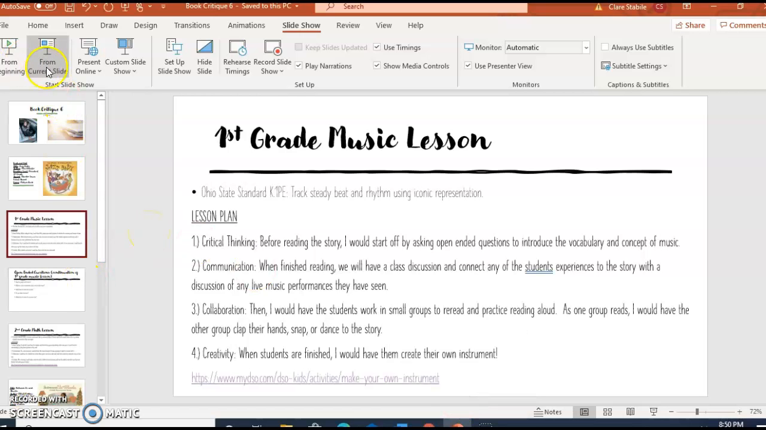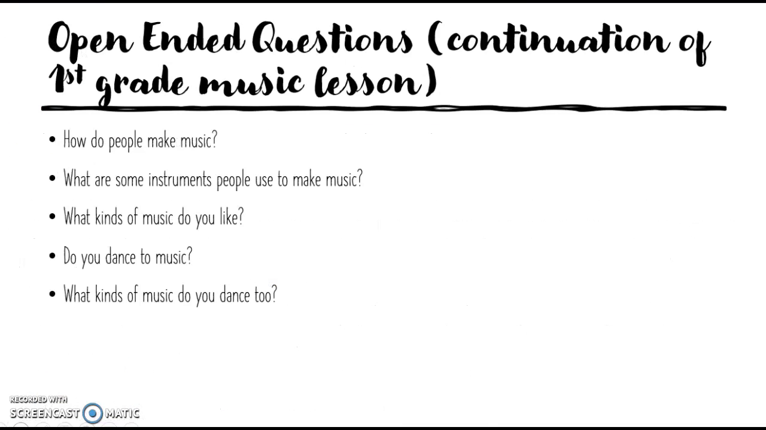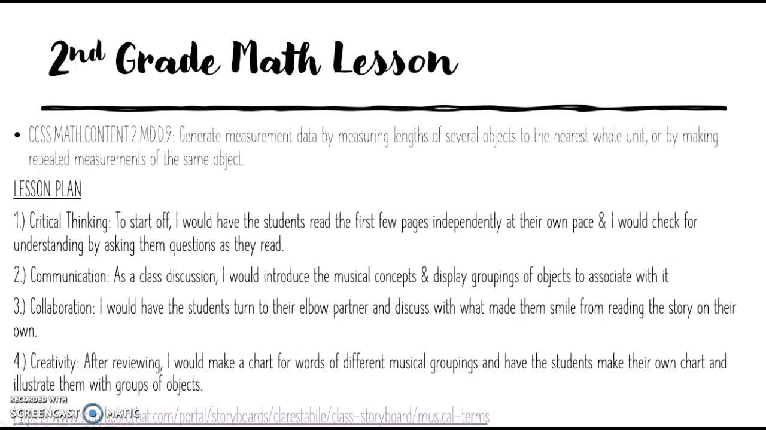So then for my second lesson plan, I would do a 2nd grade math lesson plan following the Common Core math standard: generate measurement data by measuring lengths of several objects to the nearest whole unit, or by making repeated measurements of the same object. To start off, I would have the students read the first few pages independently and at their own pace. I would check for understanding by asking them to tell me how the story begins or how it's different from most stories we have been reading, and then direct them to continue reading.